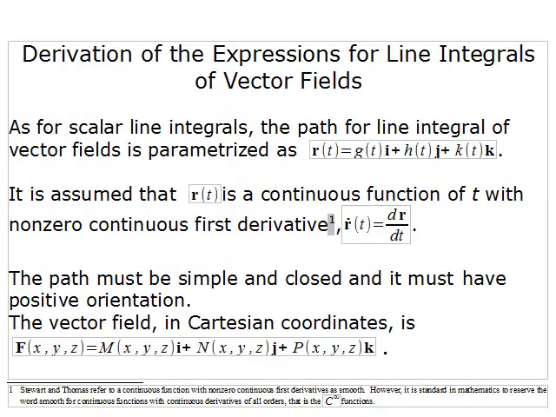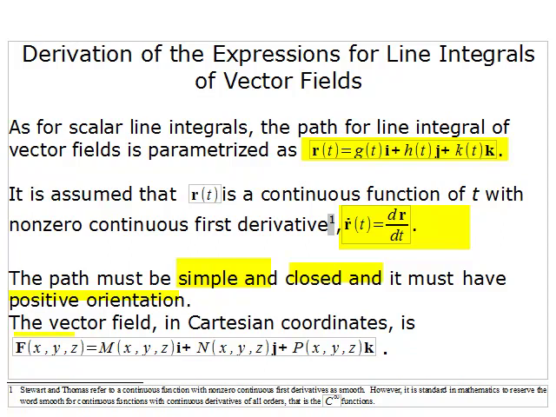This is pretty much a repeat of what we just said. We're going to parameterize the line or the path along which we're going to take the line integral. Here's this parameterization. We assume it's continuous with a non-zero continuous first derivative r dot. We assume the path is simple, and let's go ahead and assume it's closed, and it has a positive orientation. That means I'm going to be able to assign these normal vectors to it.